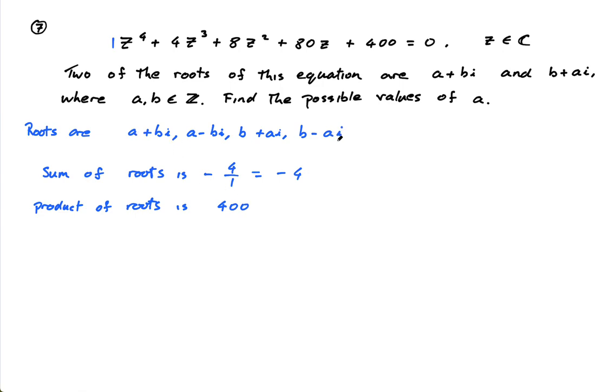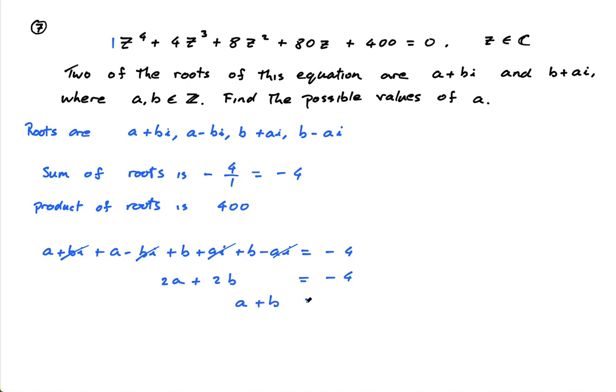Now we have the roots, so let's just make some equations. So the sum of the roots is a plus bi plus a minus bi plus b plus ai plus b minus ai. And this is equal to negative 4. Now obviously the bi and the minus bi cancel, the ai and the minus ai cancel, and we're just left with 2a plus 2b equals negative 4. And we can actually simplify that into a plus b equals negative 2. Okay, that's the sum of the roots.